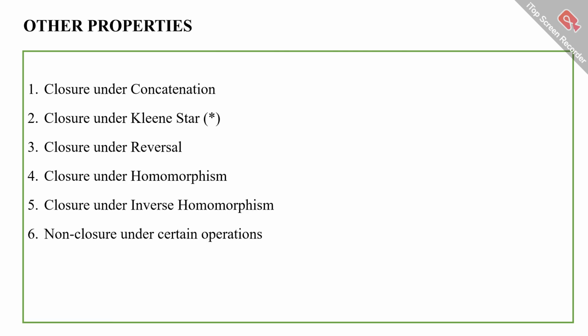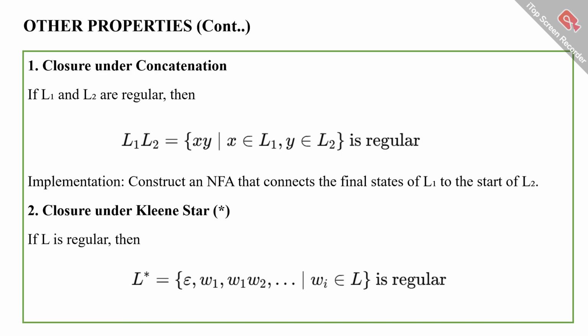Other than these set theoretic properties, these are all remaining properties: closed under concatenation, closed under Kleene star, closure under reversal, closure under homomorphism, closure under inverse homomorphism. There are some properties or certain operations that are non-closure. This is also discussed here. So these five closure properties we already discussed in the previous video, that is closure properties of regular languages. The same thing is explained here.